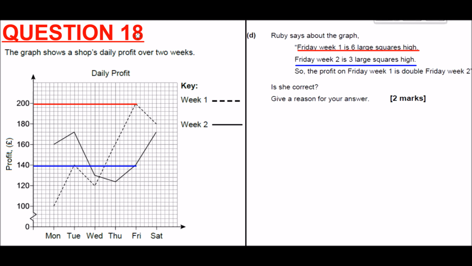So she says, so the profit for Friday, week 1 is double for Friday, week 2. Is she correct? It's tempting to say yes, but actually, if we look carefully, she's not correct. So is she correct? No. And we need to give a reason. For week 2, Friday, week 2, profit is 140. But for Friday of week 1, the profit's 200. So is 200 double 140? It's not.